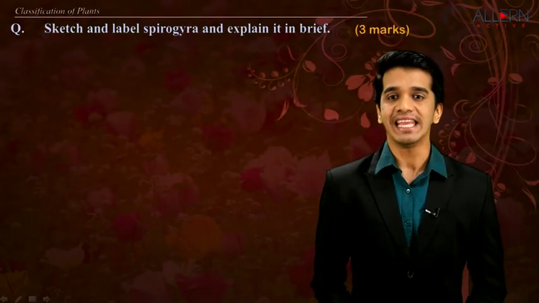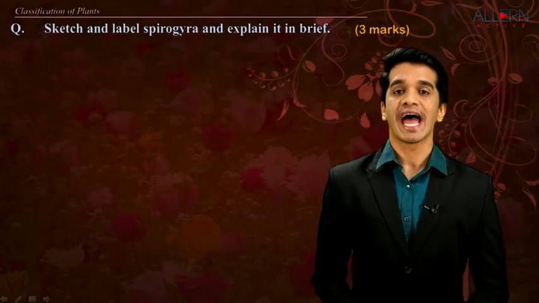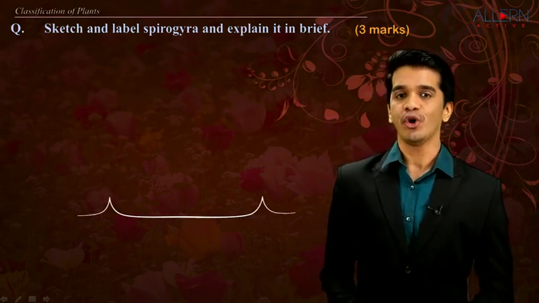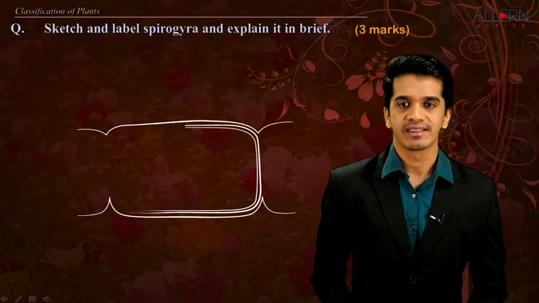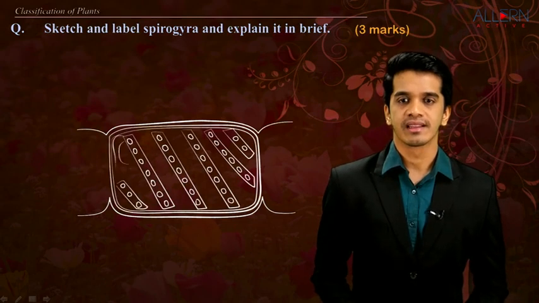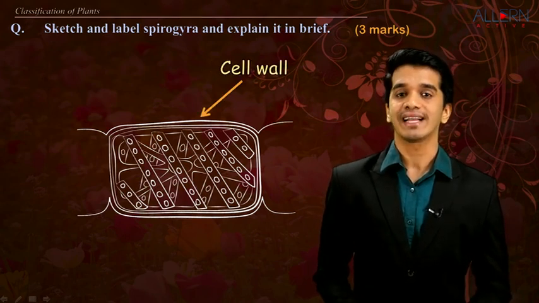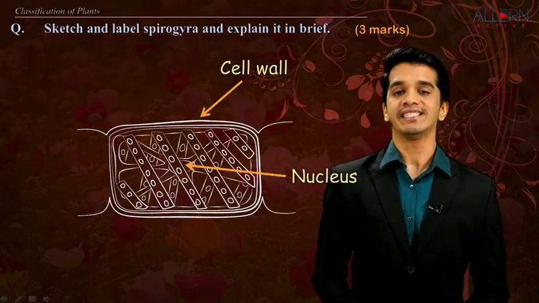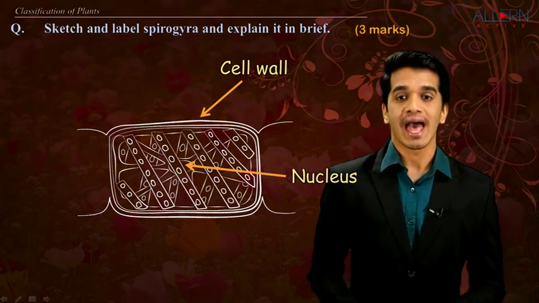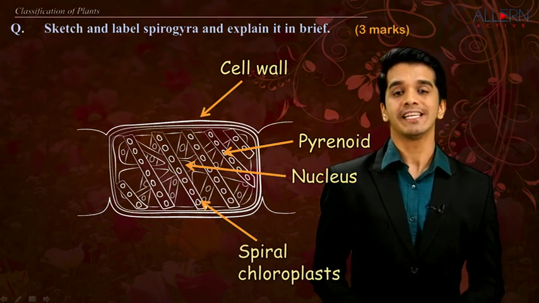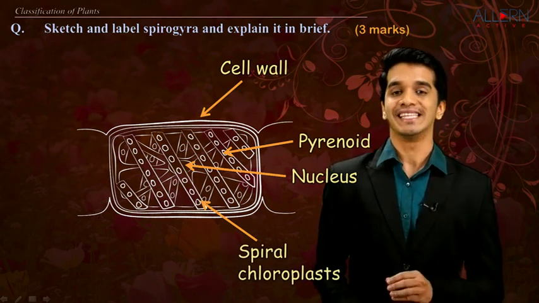Now let us study the diagram of Spirogyra and how to explain the entire diagram. So over here I am going to draw a Spirogyra. The external covering is a hard covering called the cell wall. Internally, you can see at the center that's the nucleus, and the spiral structure over there is called pyrenoids, and you can see a spiral chloroplast which is present inside the cell.